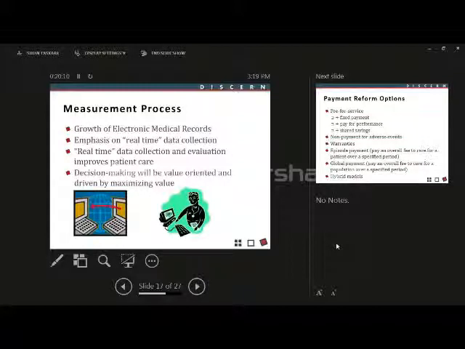Clearly, a lot of these measurement processes are now facilitated through the use of electronic medical records, the ability to collect information in something approaching real time. And so, again, you want to look at the infrastructure that you have. You want to think about what kinds of measurement it will support in the short term, and then how that needs to evolve over time in order to support the long-term goals of health system improvement.